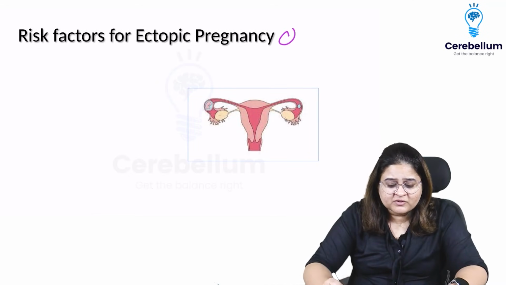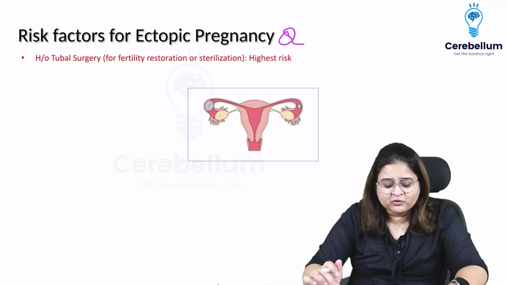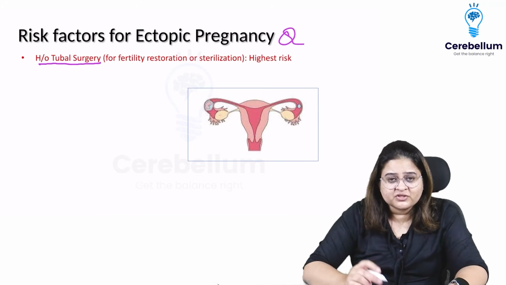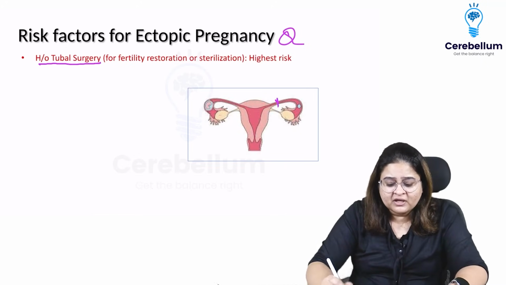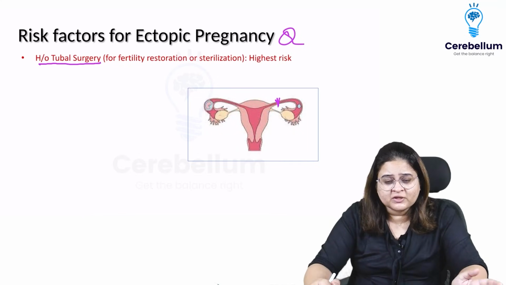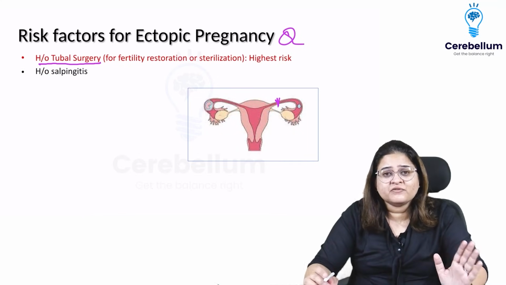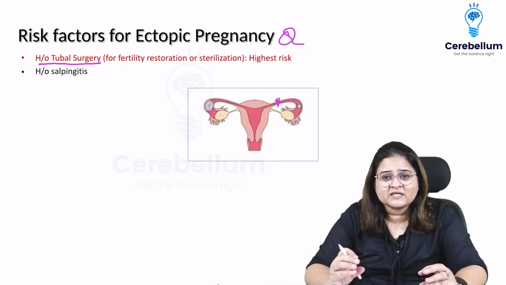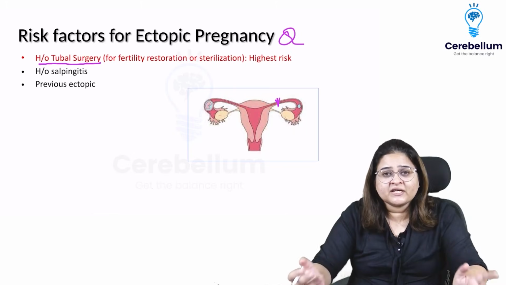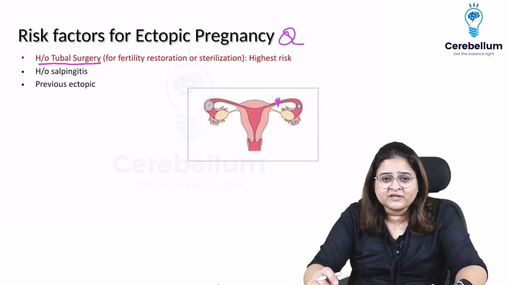Now, question comes from risk factors. What are the risk factors for ectopic pregnancy? Remember, the highest risk is if there's a history of tubal surgery. Either she's had a tubal ligation or she's had a tubal recanalization. These are the two most common tubal surgeries that we do. Or there's a history of infection. So the tubal motility has been impaired because of a salpingitis. That is PID. Even in genital tuberculosis and PID, this history is very common.